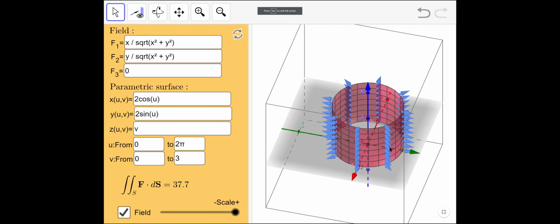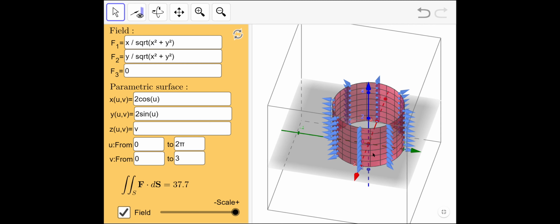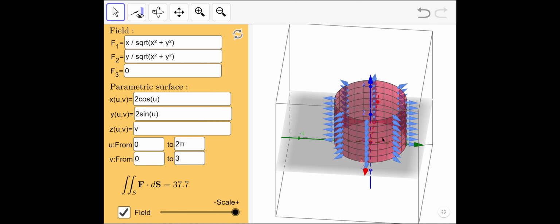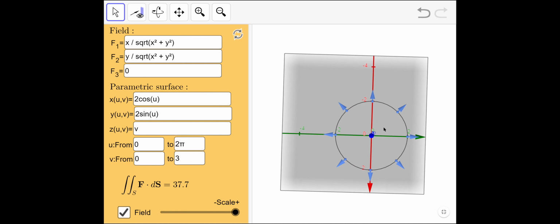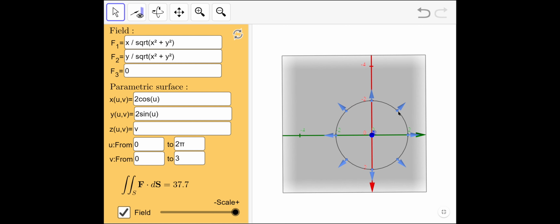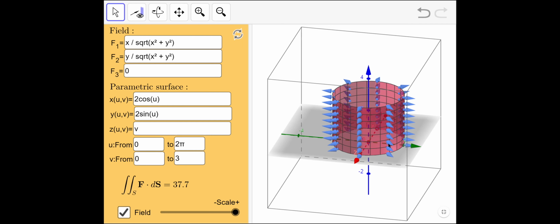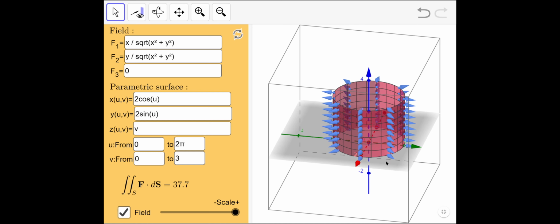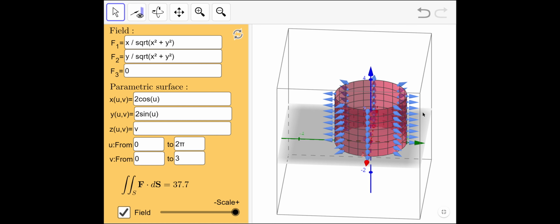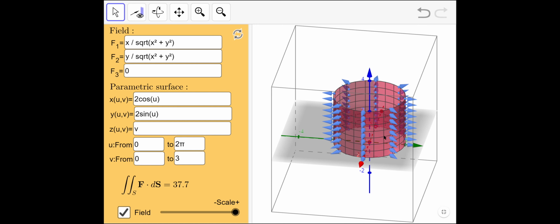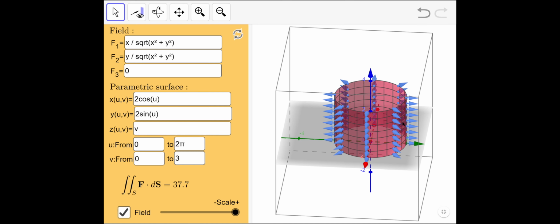For this cylinder, notice that you have normal vectors that are pointing out of the cylinder. If you look at a plan view, you get a better picture over here. You see that you have normal vectors pointing out of the cylinder. What these normal vectors are doing is assigning a direction to the cylinder. We're choosing a direction, and that particular direction is pointing out.